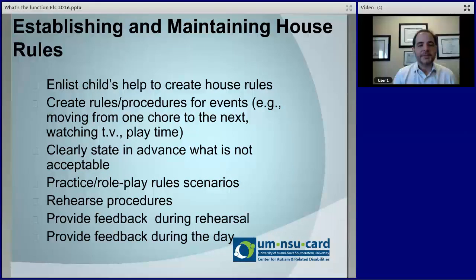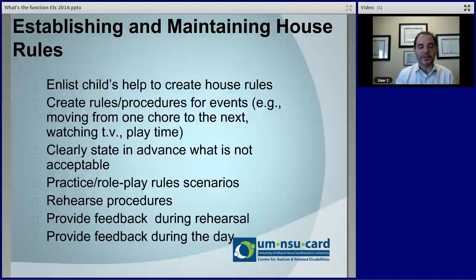So if you establish and maintain your house rules, you might enlist a child's help. You might ask them, what things are allowed here? What things are not allowed here? And what do you think the consequences should be? You clearly state those in advance, clearly tell them what is and what's not acceptable.